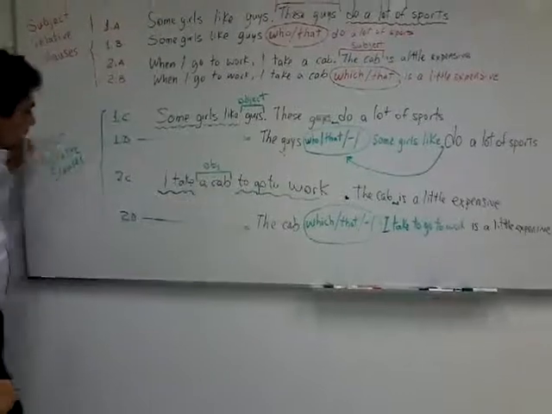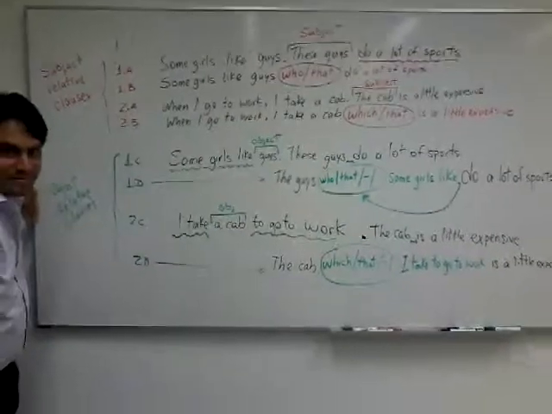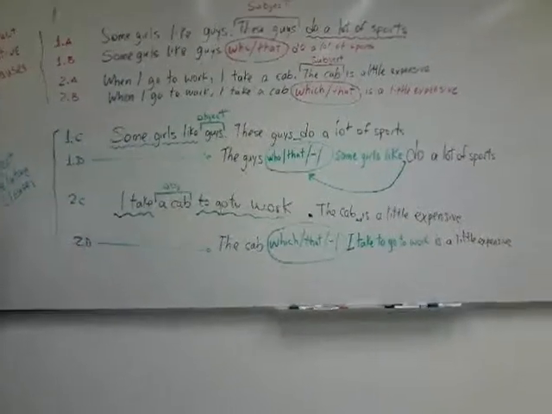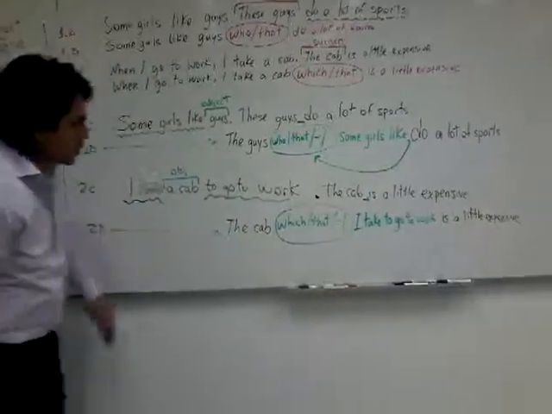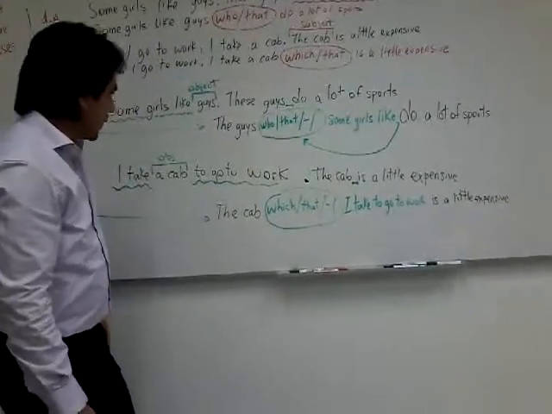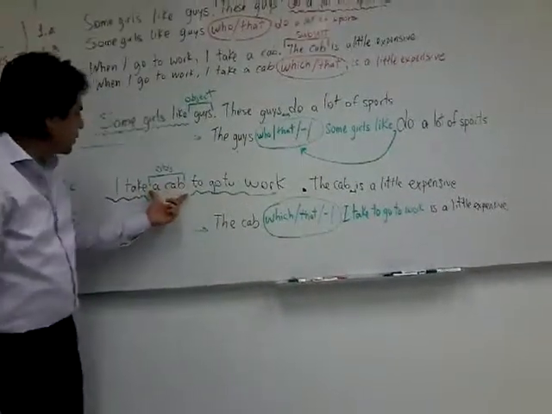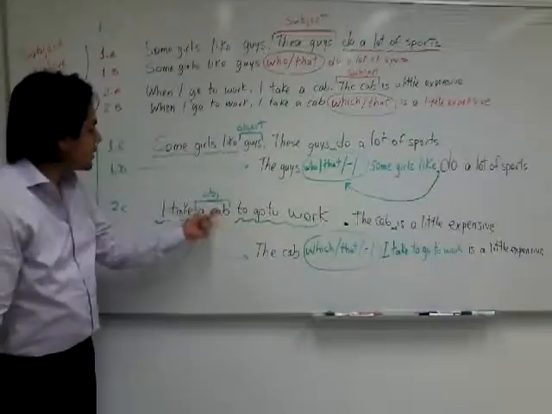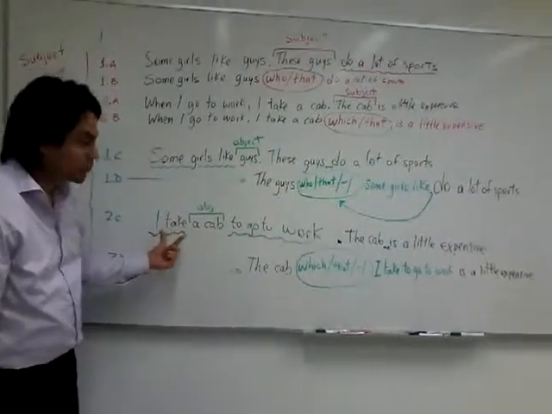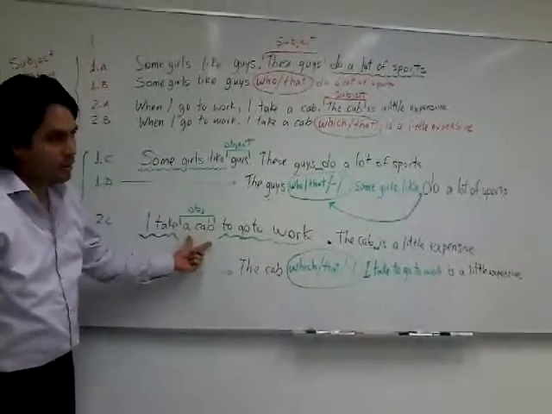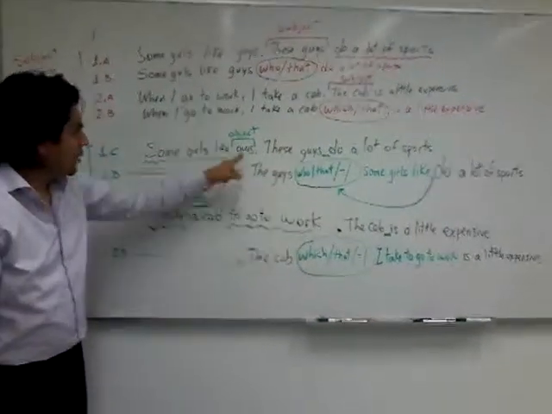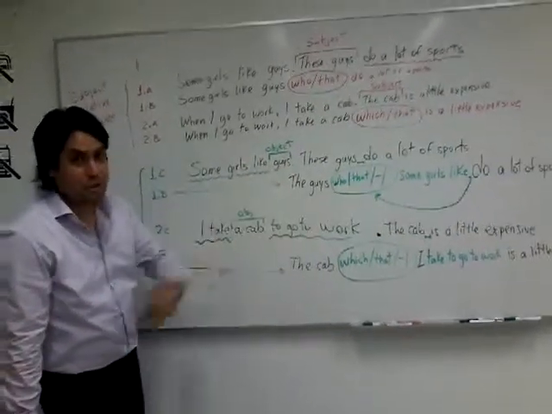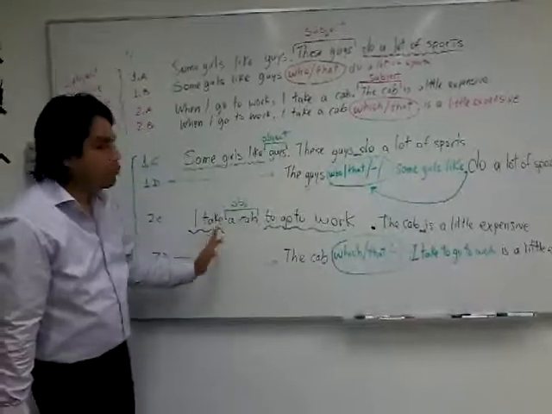Okay, veamos el segundo caso. I take a cab to go to work. The cab is a little expensive, right? So, en este caso, igual, el objeto es a cab, que es un taxi, ¿no es cierto? ¿Por qué es objeto? Porque está recibiendo la acción del verbo, está después del verbo. ¿Ya? No es porque sea una cosa, porque guys eran personas, ¿no? Y es objeto. El objeto puede ser personas o cosas, no importa. Sino es porque viene después del verbo.